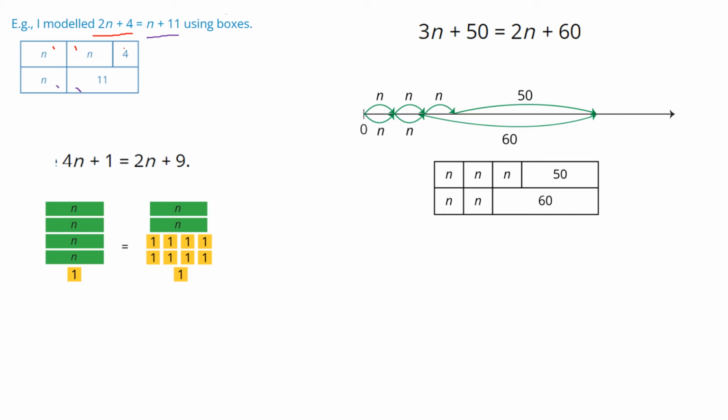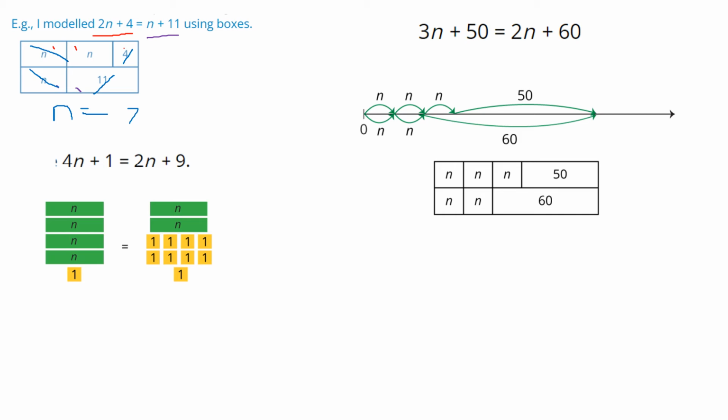Again, if we want to isolate that variable to find our answer, if we take away 1 n from the bottom, we take away 1 n from the top. And that leaves us with n equals. If we take away 4 from the top, we take away 4 from the bottom. So n equals 7.